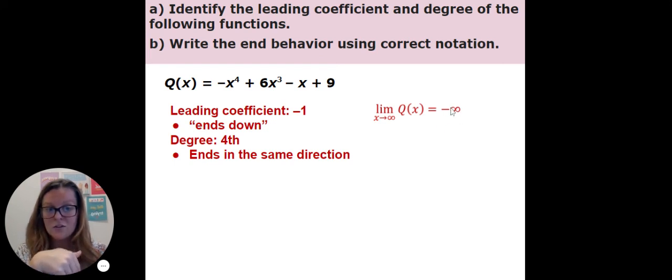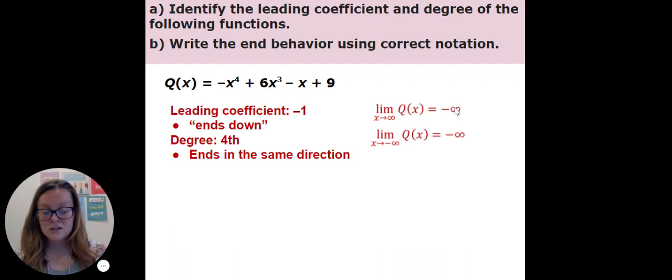That's that ending down. And then the limit of q of x as x approaches negative infinity is also going to be negative infinity. When you have even degrees, remember these guys have to be the same. So that's a good check. If you had odd degrees, one would need to be positive and one would need to be negative. So there is all the pieces to your puzzle.